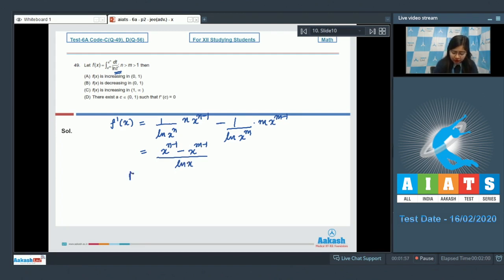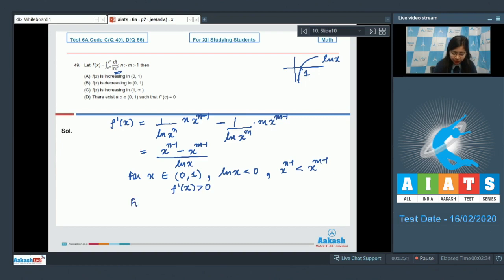Now for x going from 0 to 1, ln x is negative. We can see from the graph of ln x. When x is going from 0 to 1, then it is negative, so this is less than 0. Also, as n is greater than m, when x is between 0 and 1, x raised to the power n minus 1 is less than x raised to the power m minus 1. So both are negative. So f dash x is greater than 0.